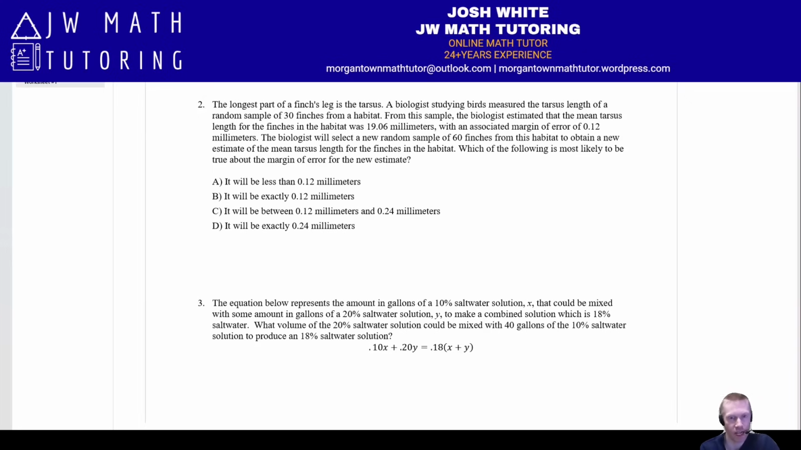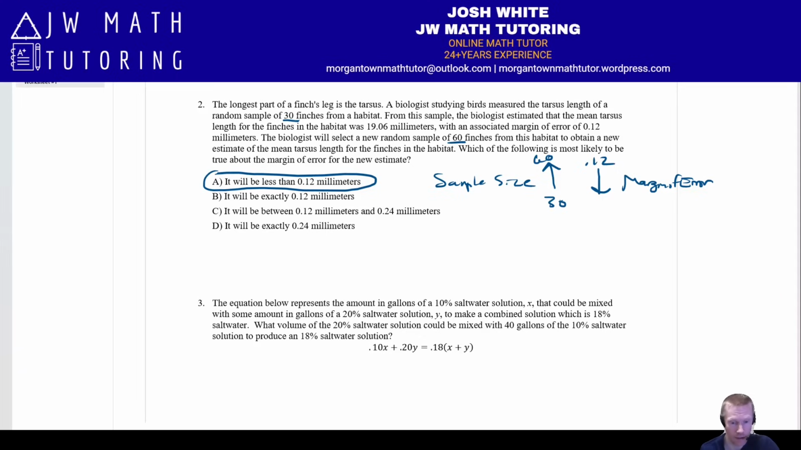The idea that you want to understand or memorize is that there's an inverse relationship between sample size and margin of error. Meaning, as the sample size goes up, which is what's happening here, 30 going up to 60, the margin of error will go down. So the margin of error will go down from 0.12 to some value less than that. Therefore, the correct answer for this one is A.